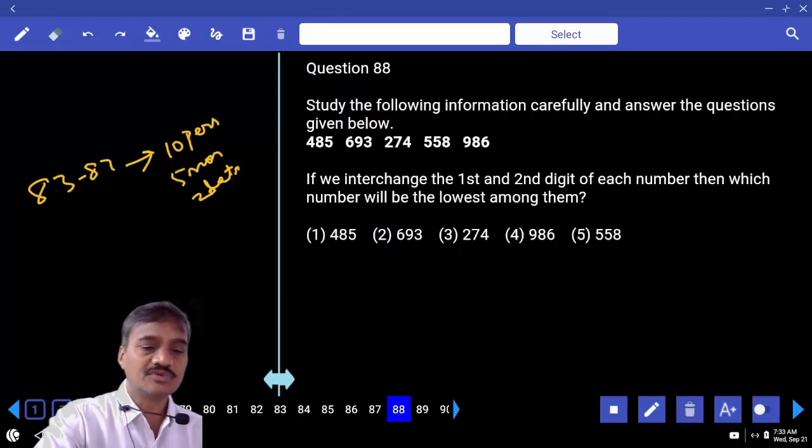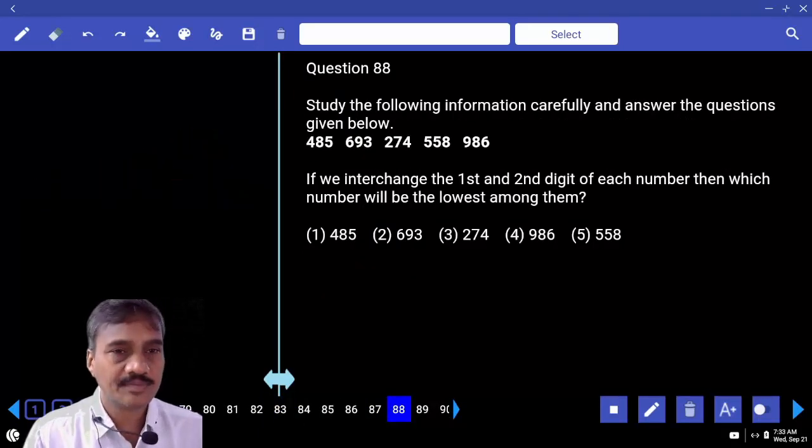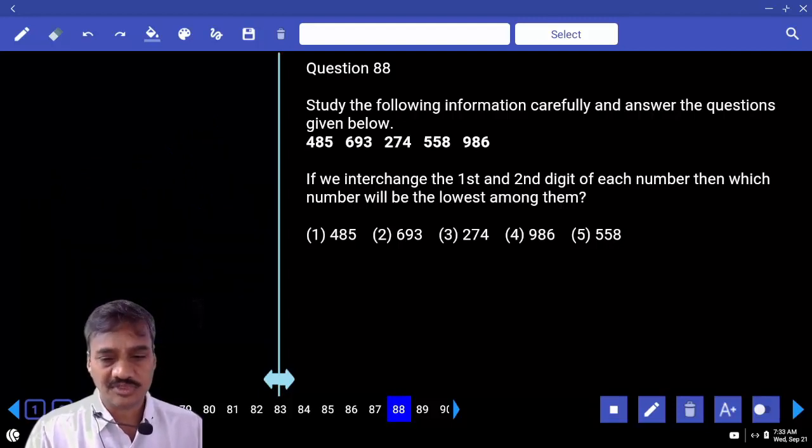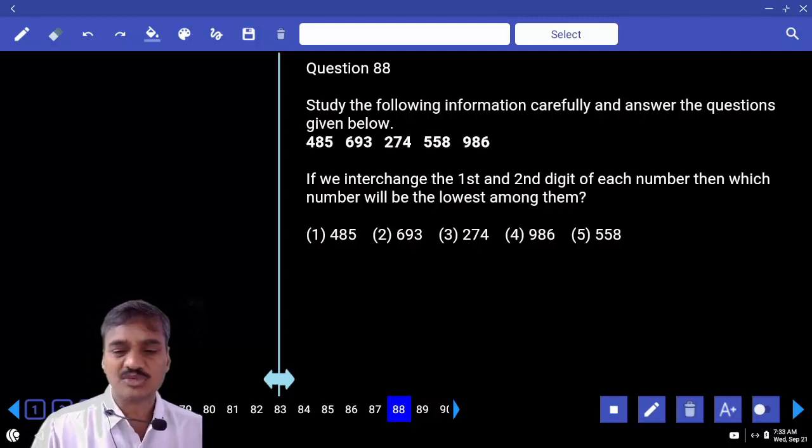Then 88 onwards and it comes in which category? Set of numbers. Now set of numbers. If we interchange the first and the second digits of each of the numbers, then which of the following will be the lowest among them?